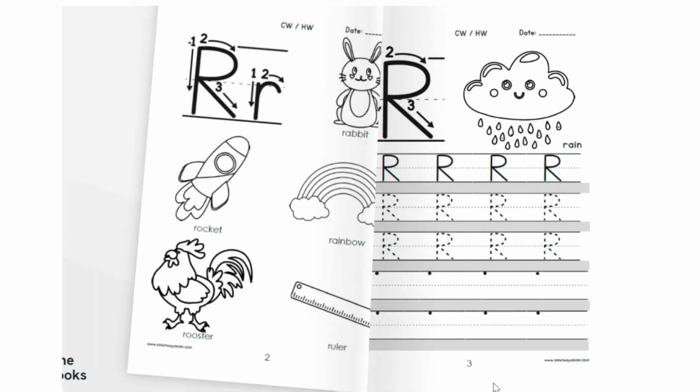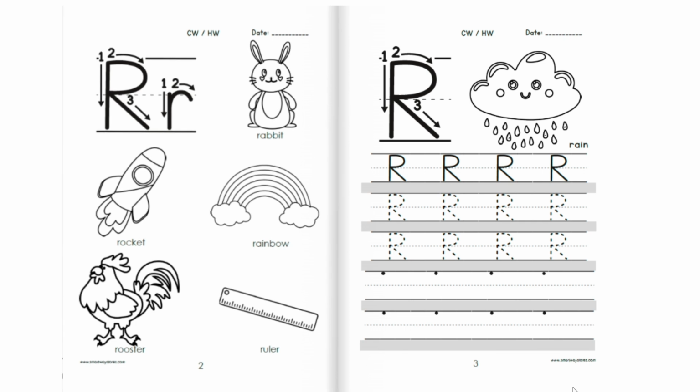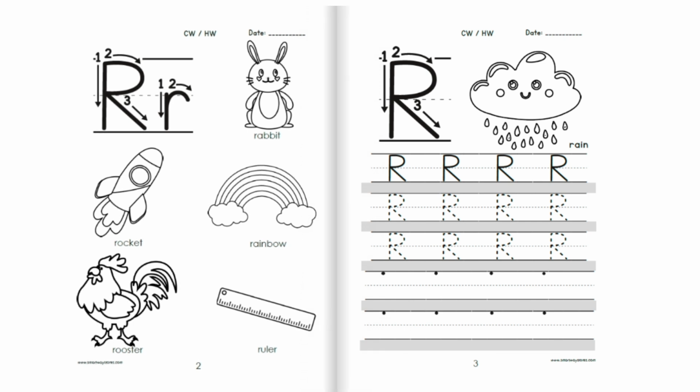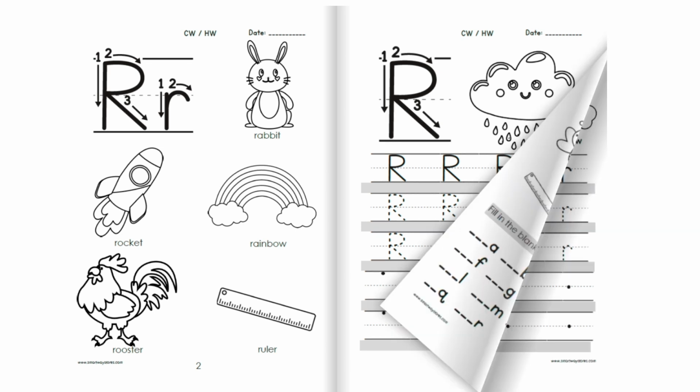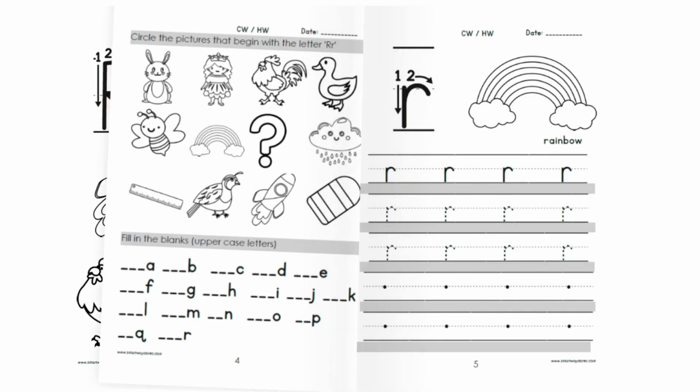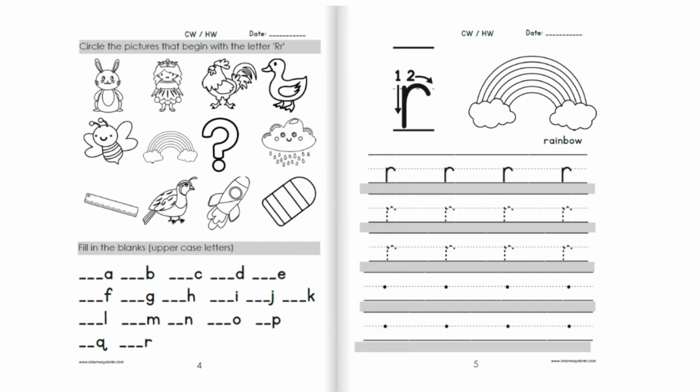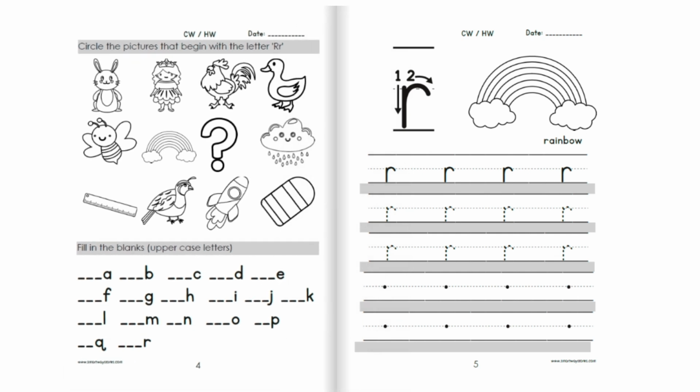Inside, the letter is introduced with directional arrows for correct formation, alongside 5 picture cues to help children connect the letter to its sound. Next comes the writing practice pages. Each one shows a large model letter with formation arrows and matching image. Students trace dotted letters on the first 2 lines, then write independently using starting dots, minimizing prep for teachers and making it easy for parents.